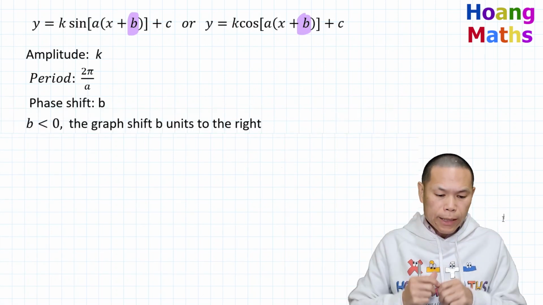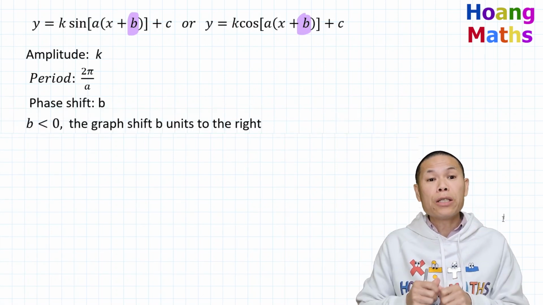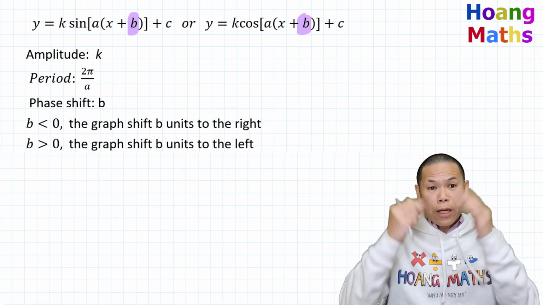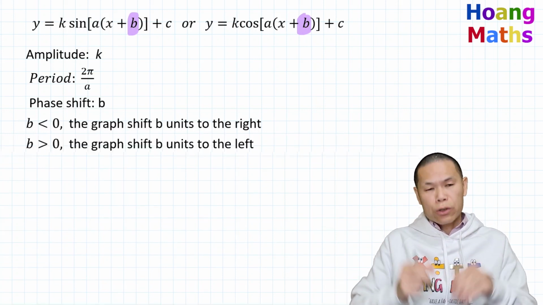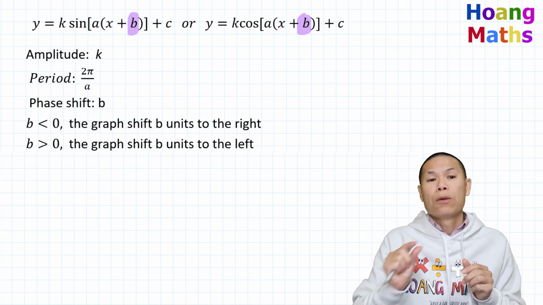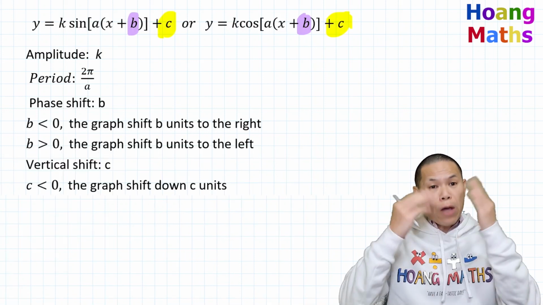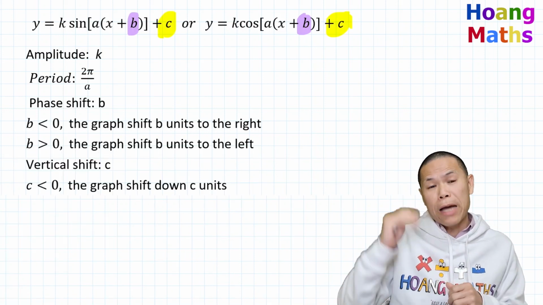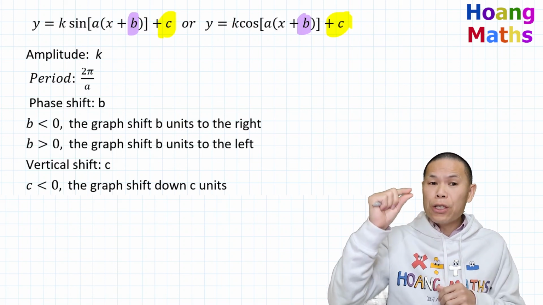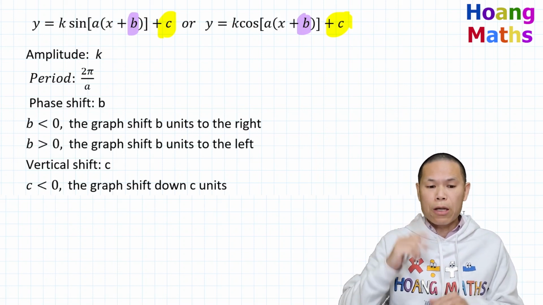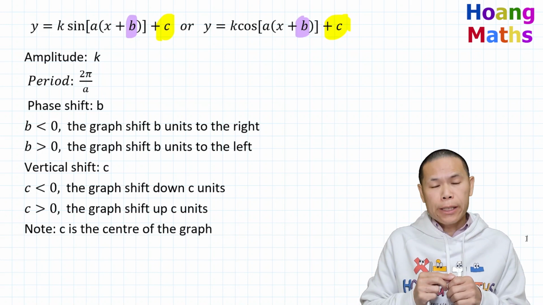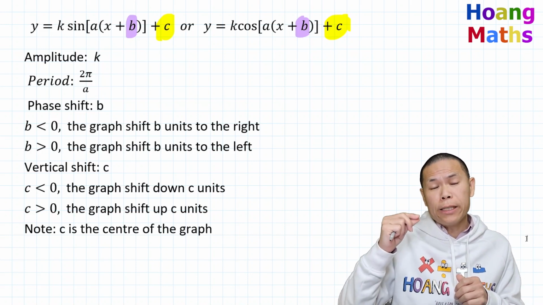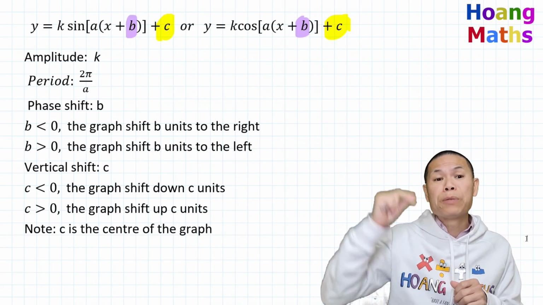So if b is less than 0, the graph is shifted b units to the right. And if b is greater than 0, that means the graph is shifted b units to the left. And if we have c less than 0, that means minus c, so the graph is shifted down c units. So keep that in mind. And if c is positive, that is plus c, the graph will move up c units.